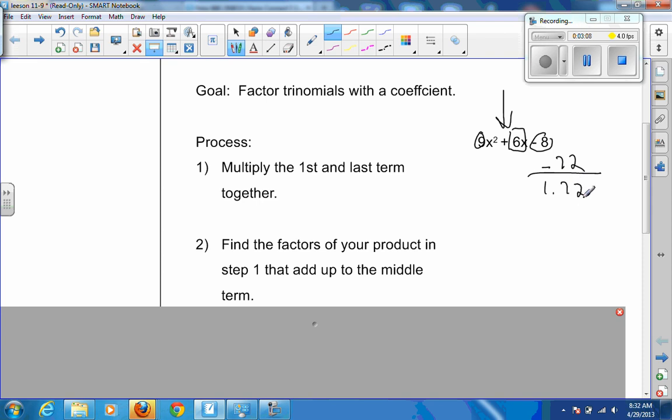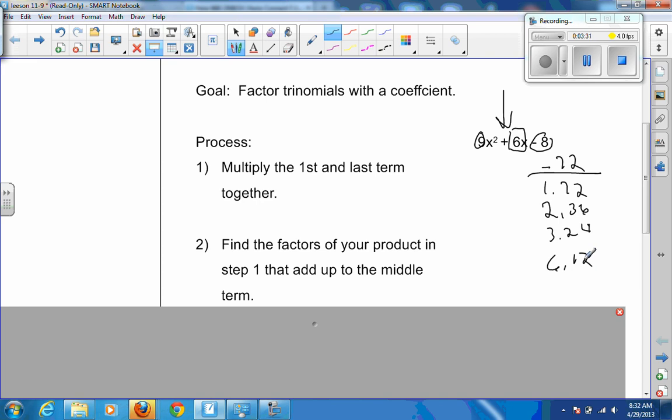Now, does that have a shot to work? Obviously not. I have 2 and 36. That doesn't work either. 3 and 24. I'm getting the idea that these numbers are going to be closer together. Remember, we talked about how close they are going to be? They're going to be 6 apart. And skipping ahead, I can realize that 6 and 12 multiply to 72.